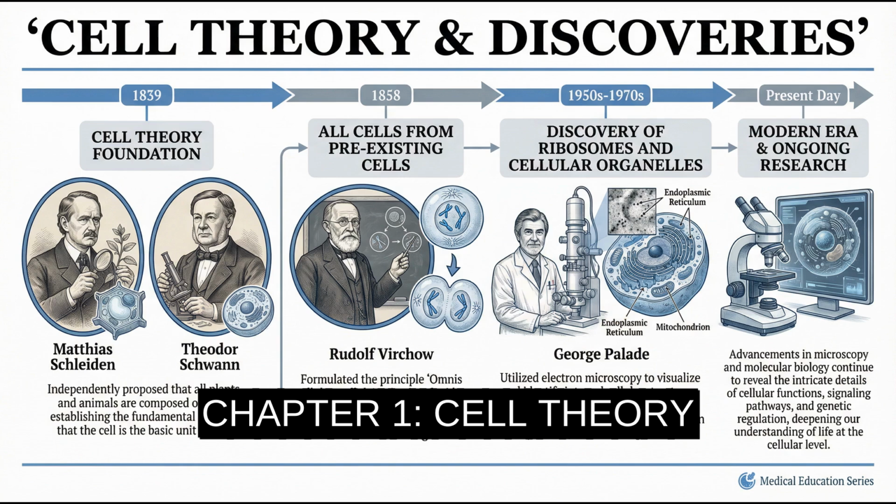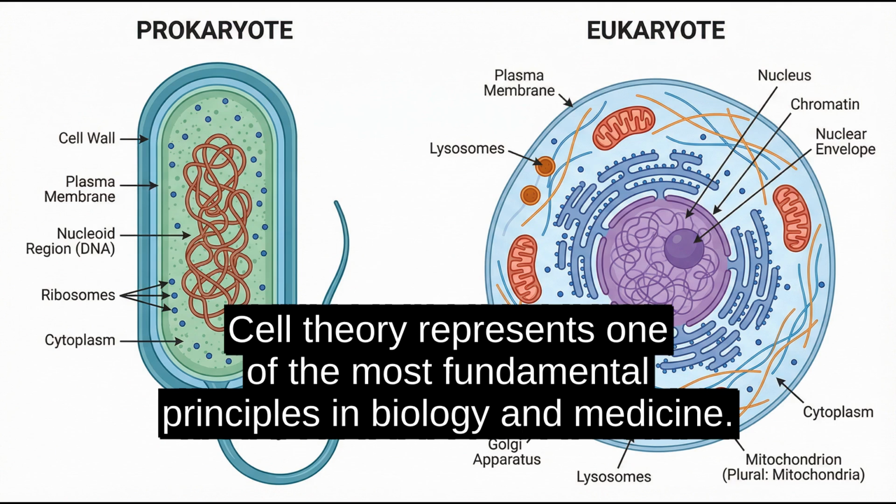Chapter 2. Prokaryotes and Eukaryotes. Cells are classified into prokaryotes and eukaryotes. Prokaryotes are unicellular organisms like bacteria that lack a true nucleus. They have a nucleoid region with circular DNA, divide by binary fission, and have no membrane-bound organelles. Their cell wall contains muramic acid, which is targeted by antibiotics like penicillin.